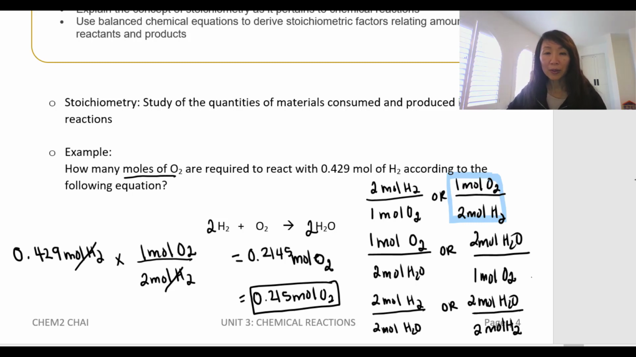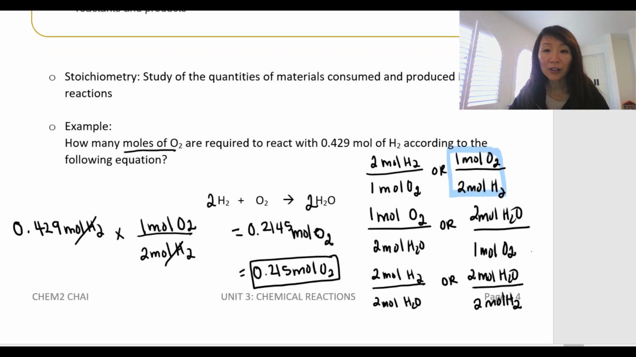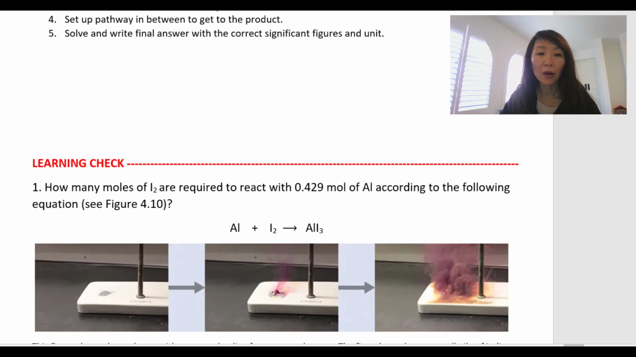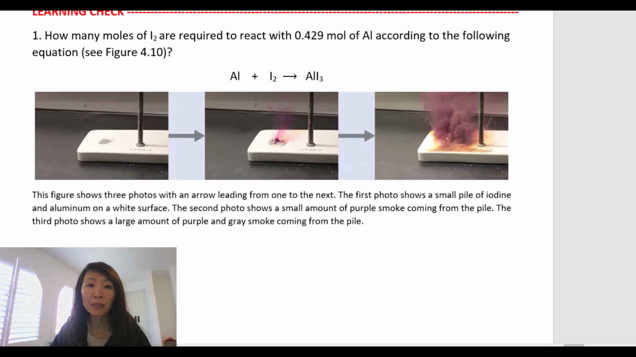Notice what we did so far. We balanced the equation, then we looked for some conversion factors, then we set up the equation to find the calculation in the end. So let's do another problem here. I'll come back to those steps in a moment.